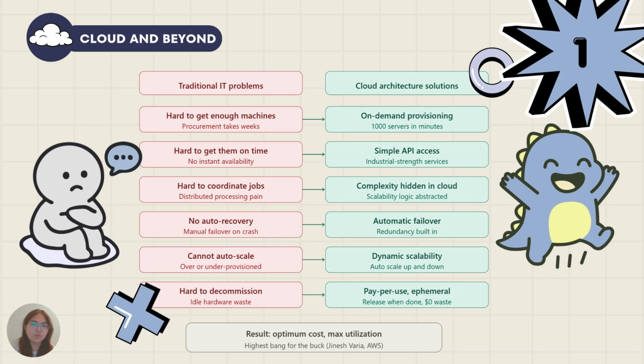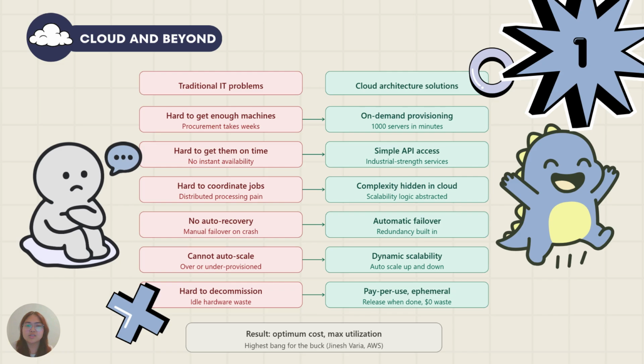Now, let's be concrete about what cloud is actually replacing. Traditional IT had a set of very real and very painful problems, and cloud architecture is essentially an answer to each one. If you needed more servers in the old world, procurement could take weeks, but in the cloud, you can spin up 1,000 servers in minutes. If you need industrial strength services like databases or queues, instead of building and maintaining them yourself, you can access them through simple APIs.